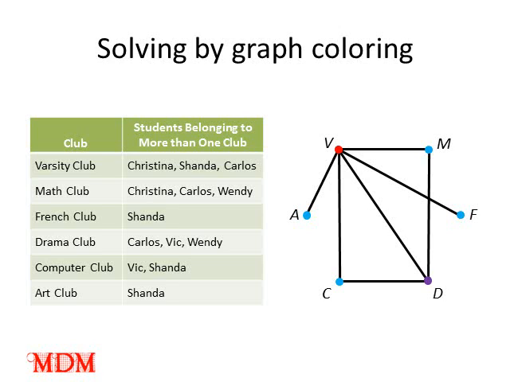The minimum number of days it's going to be necessary to schedule club meetings and not have conflicts with scheduling for students who belong to more than one club is 3. So we'll need 3 days of the week to schedule those.